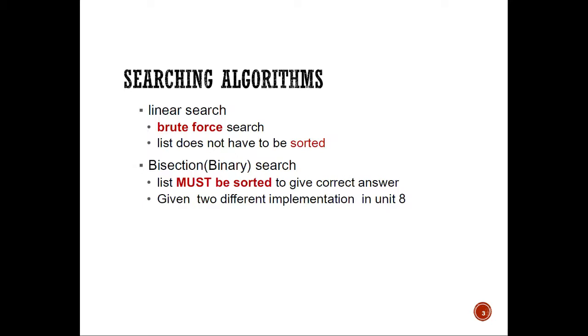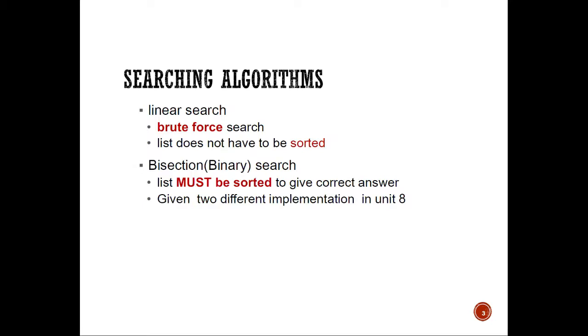So here we present two different searching algorithms. The first is the linear search method, which is a brute force search. That is, it's simple. It looks at each element and determines whether it finds the desired element or not. In this case, the list does not have to be sorted. Another searching method that is also well known is the bisection search method, or what we call the binary search method. In this case, the list must be sorted in order to give the correct answer because we make use of this property.